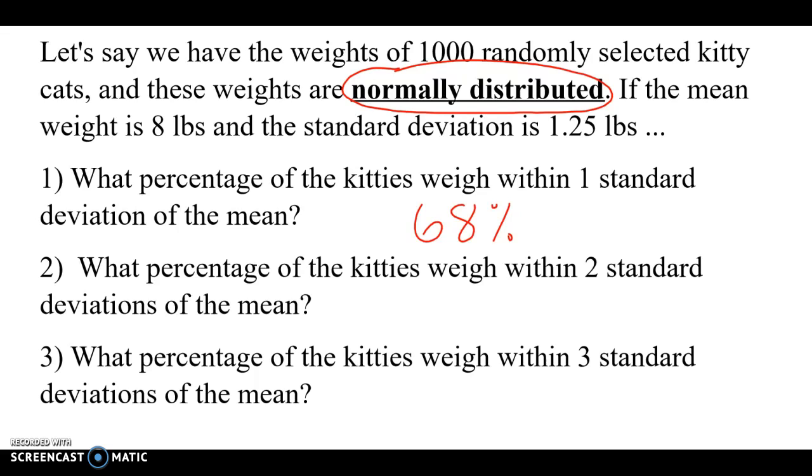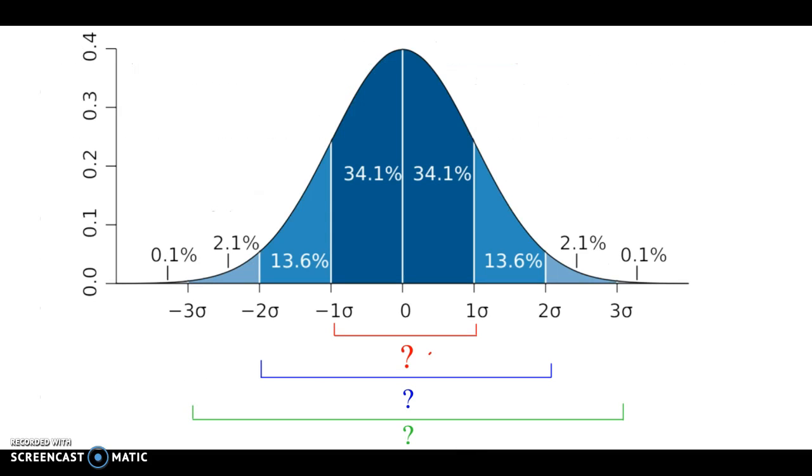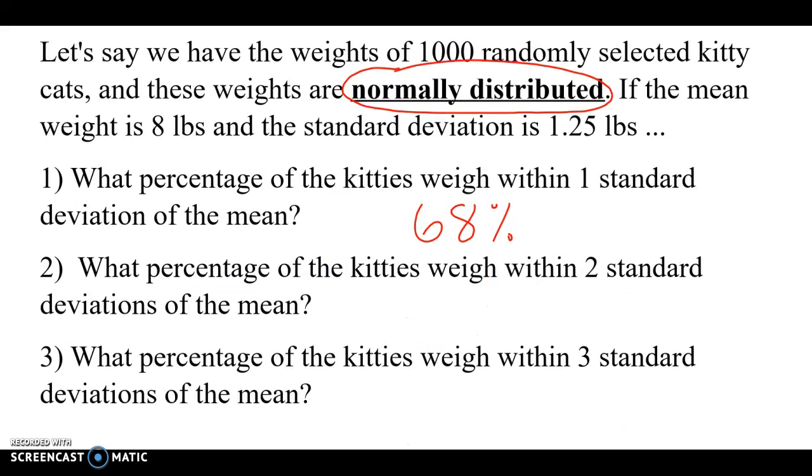All it asks is what percent is within one standard deviation. So you just need to have that number memorized. You just need to know that one standard deviation is 68%. Okay. Number 2, it says what percentage of the data is within two standard deviations. So two standard deviations was down here. We said that was about 95% of the data. So about 95% of the kitty cats are within two standard deviations of the mean.